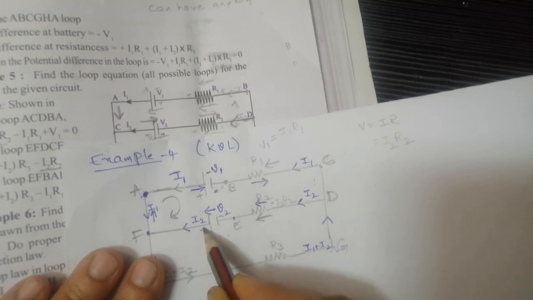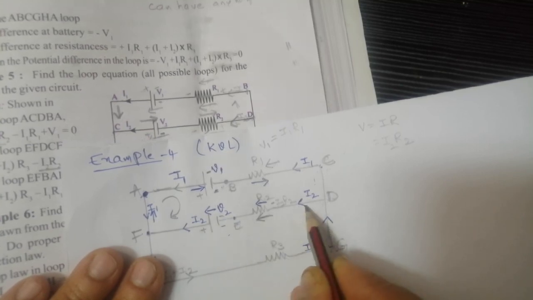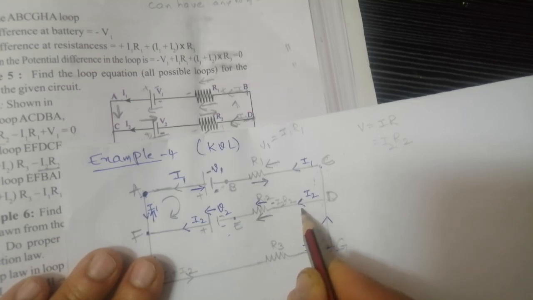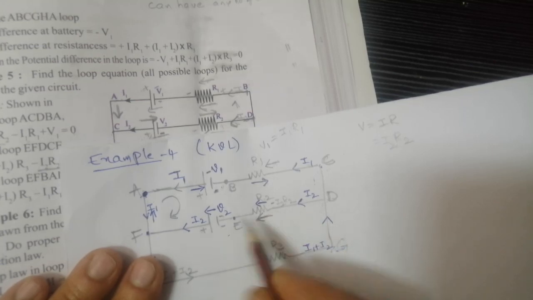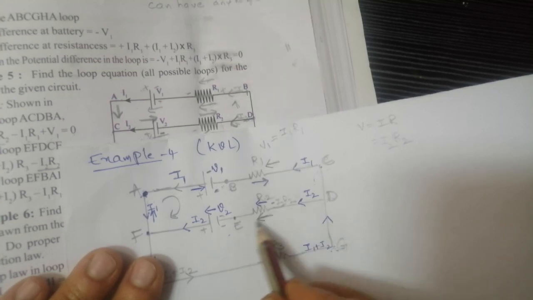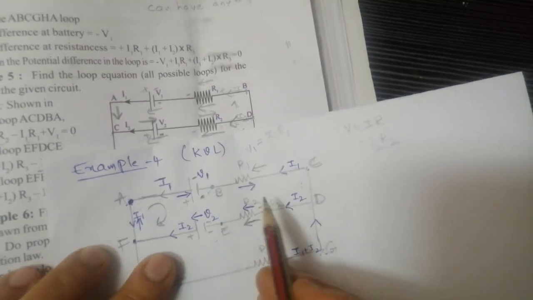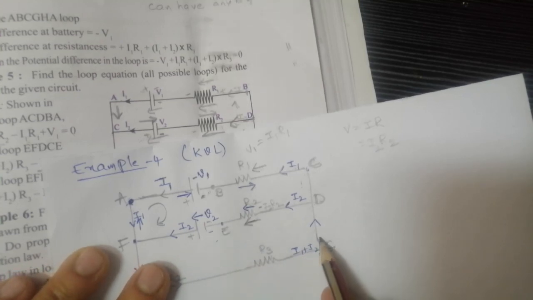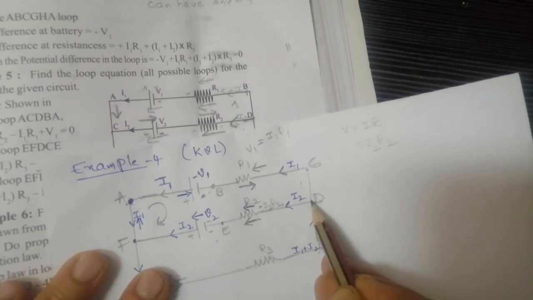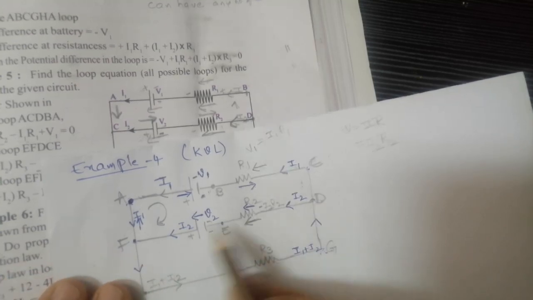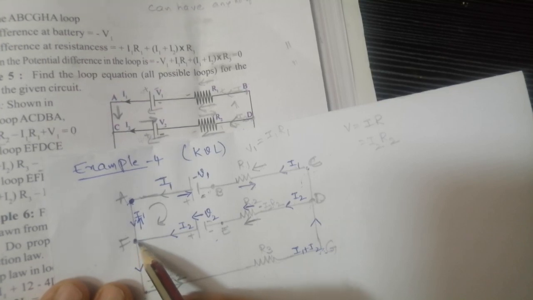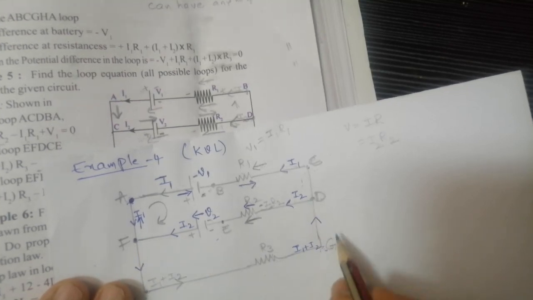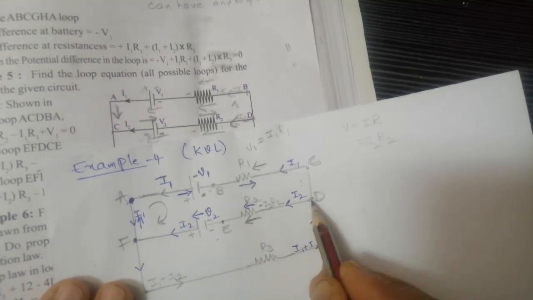Here minus, but this is the positive terminal and this is the negative terminal. Current is coming from positive, this is the positive terminal, meaning positive terminal to negative terminal. Current is flowing in the positive to negative direction. See here, the current from here is coming to this one, I2. This is the junction here. From here it is coming to I2 here.